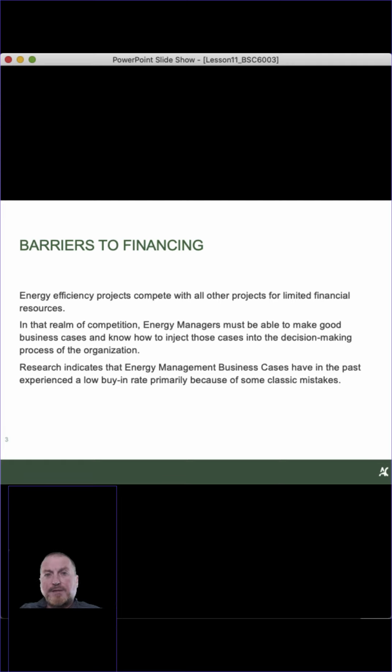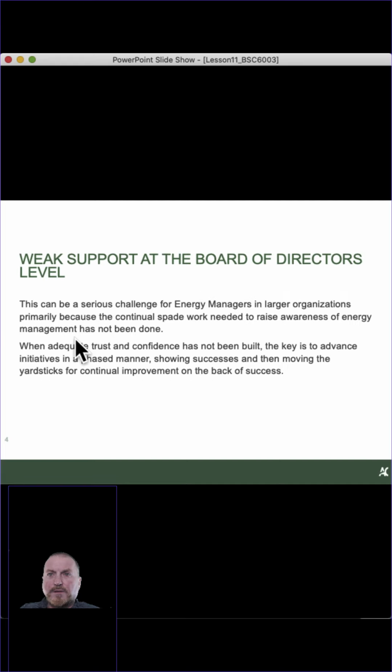But the research still indicates that energy management business cases, relative to other types of business cases within an organization, still are lagging behind in terms of acceptance and moving forward. Obviously, this is going to be a very serious challenge to energy managers, particularly when we go into a period of rapid change on energy use.